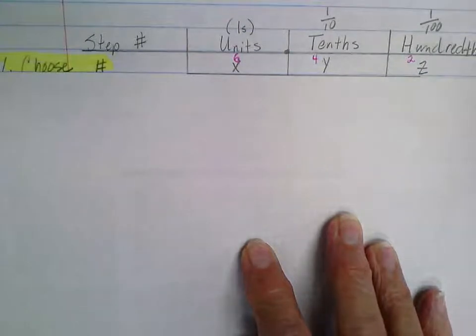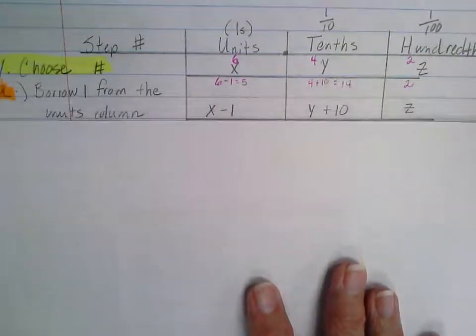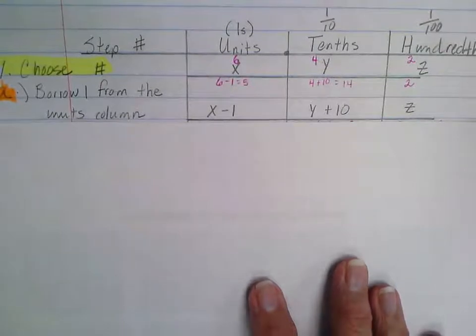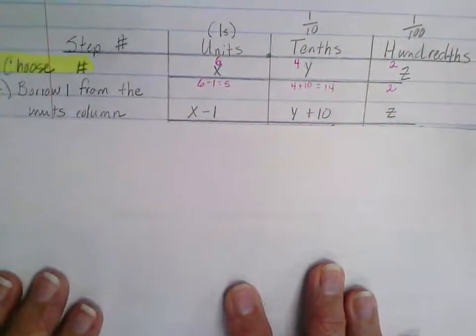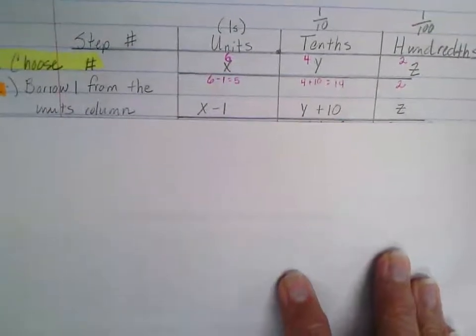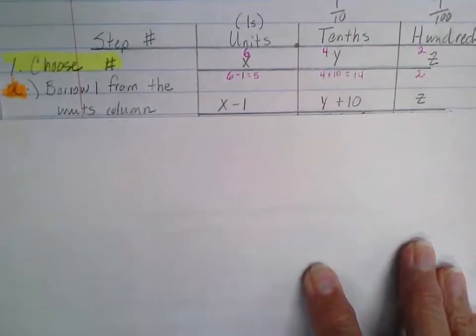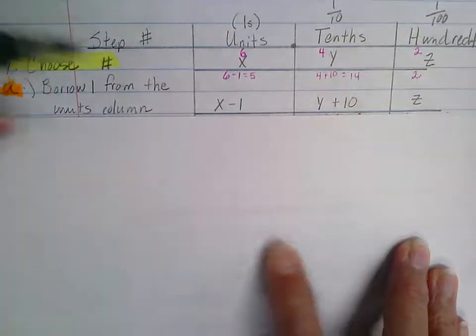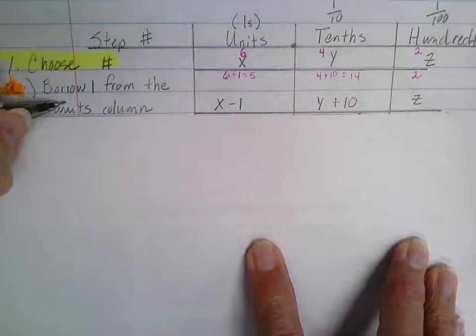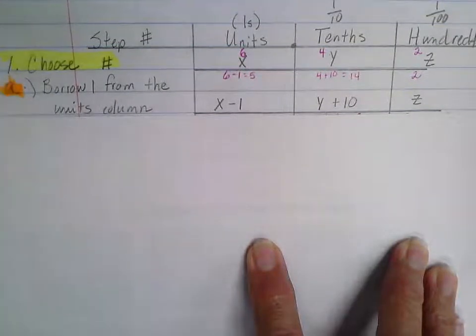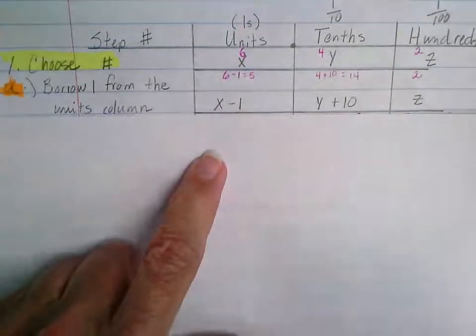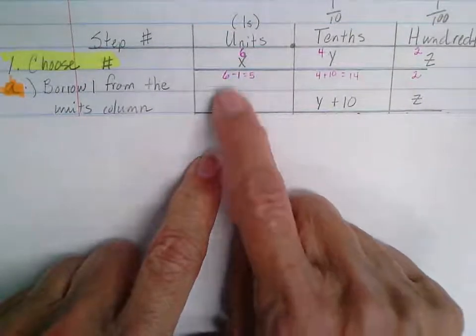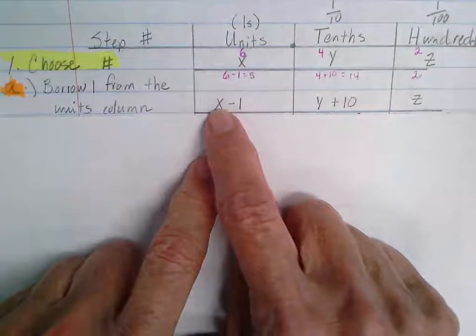The next step does not relate to a step that is in your book. But what we need to do to get this to work out algebraically, so I highlighted these with orange, is we need to borrow 1 from the units column, in other words, from the ones column. So if we're taking away 1 from X, that is going to be X minus 1.